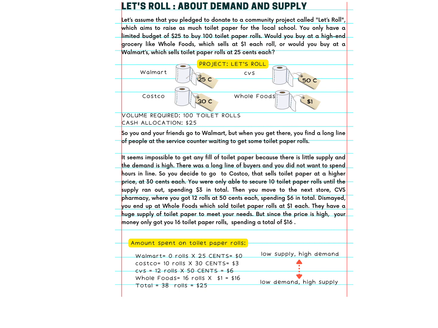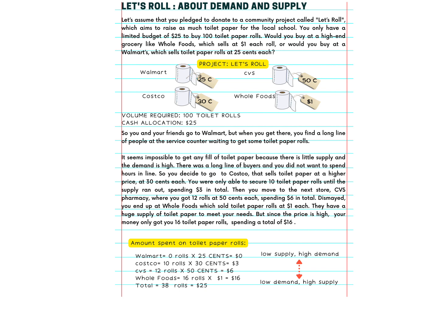So you and your friends go to Walmart, but when you get there, you find a long line of people at the service counter waiting to get some toilet paper rolls. It seems impossible to get any fill of toilet paper because there is little supply and the demand is high. There was a long line of buyers and you did not want to spend hours in line.